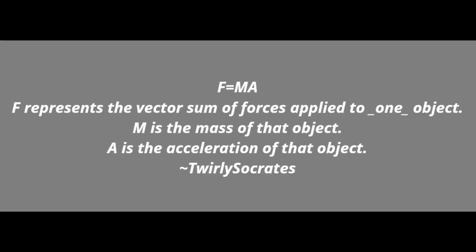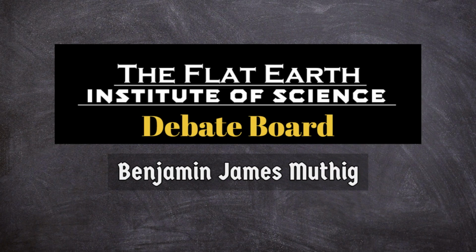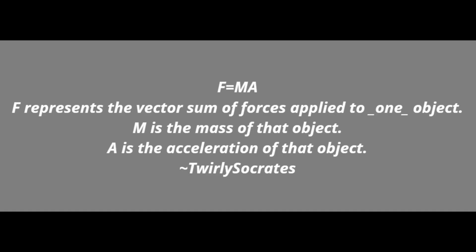F equals ma. F represents the vector sum of forces applied to one object. M is the mass of that object. A is the acceleration of that object. I agree with Twirly Socrates. Vector sum of forces applied to one object. That appears to be another way of saying their force.